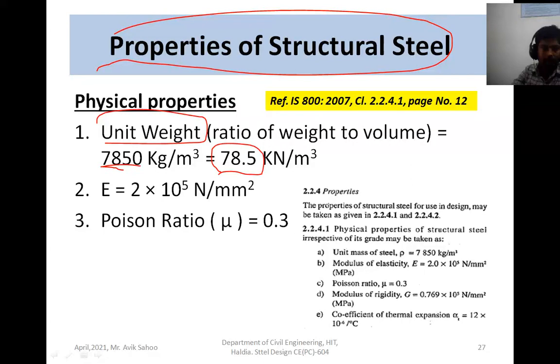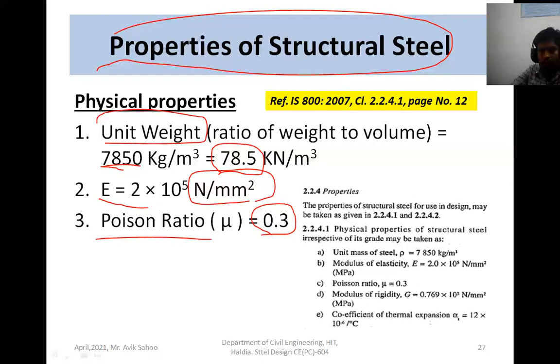And modulus of elasticity is given as 2 into 10 to the power 5 Newton per millimeter square, and Newton per millimeter square means MPa. So 1 Newton per millimeter square is equal to 1 MPa. So modulus of elasticity is 2 into 10 to the power 5 MPa. And the Poisson ratio is 0.3.